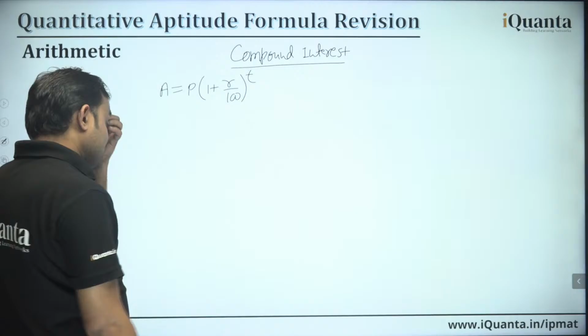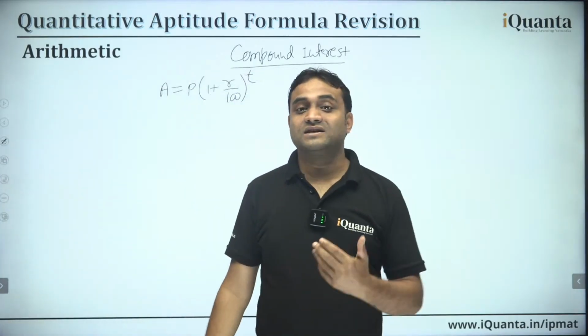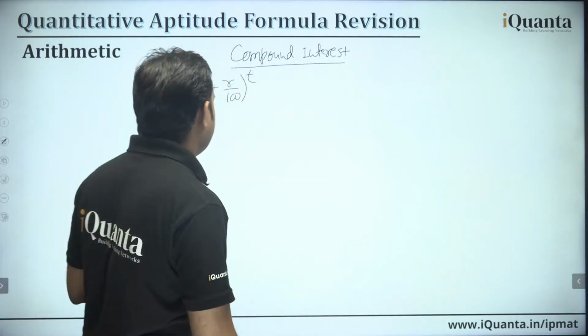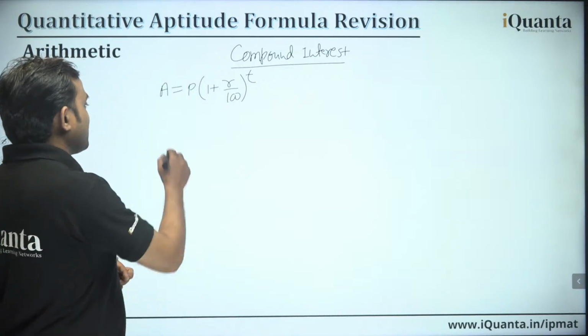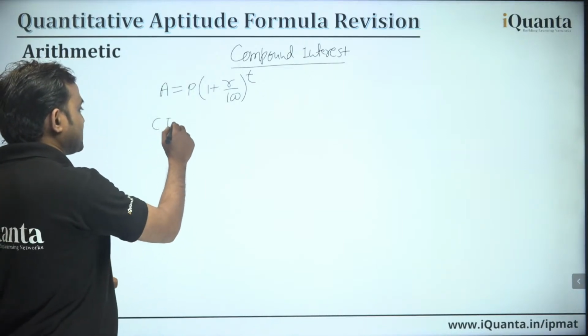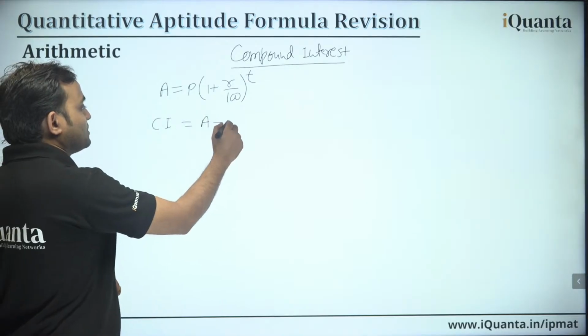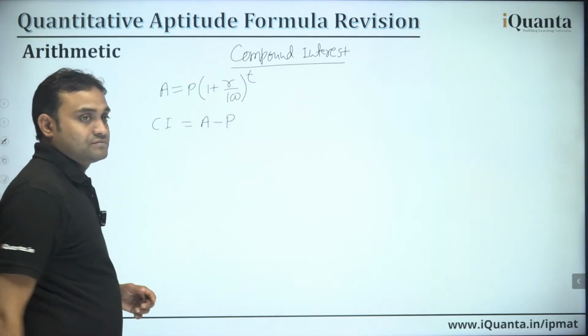Okay, R is the rate of interest per annum, T is the time. From there, what else we can say is, if I need to find the compound interest, it will be equal to amount minus principal P. All right.